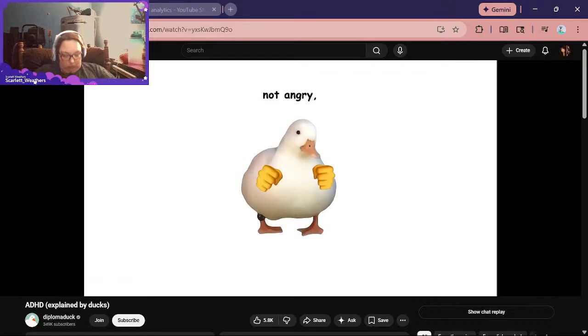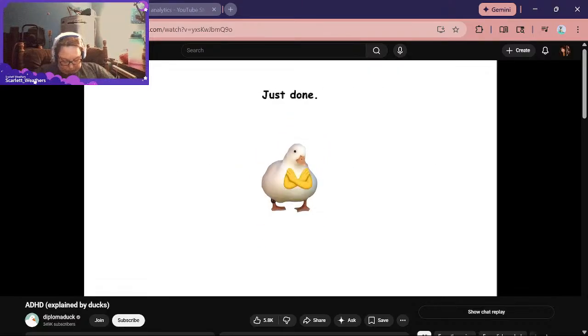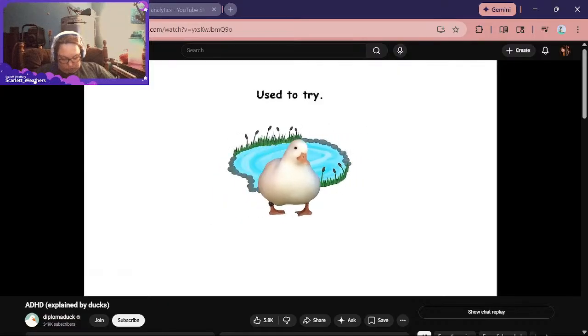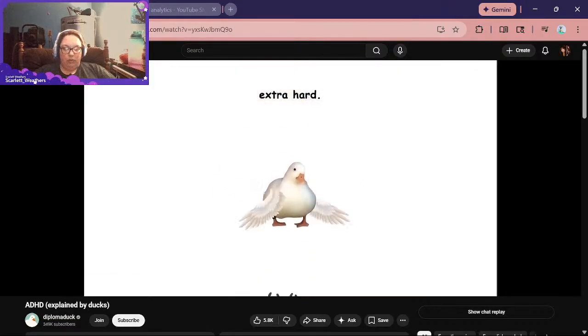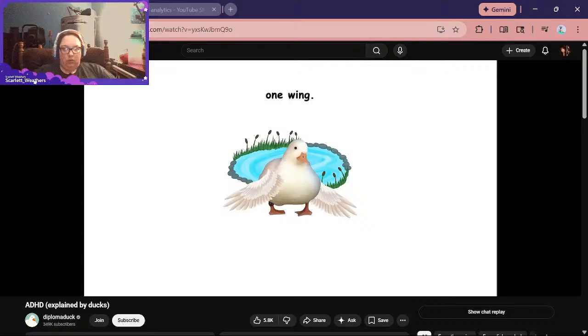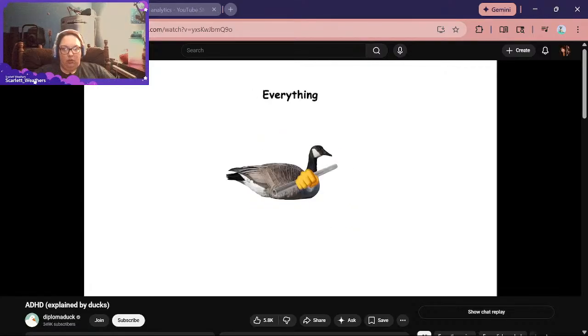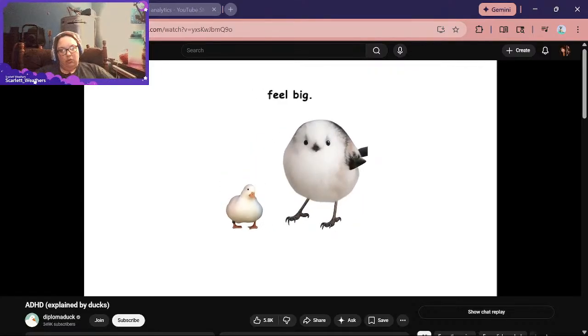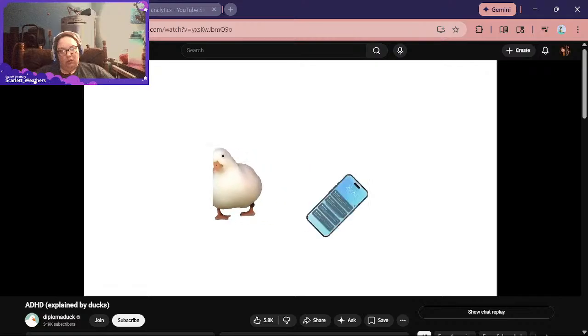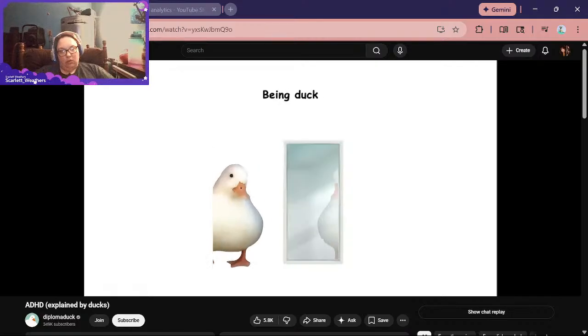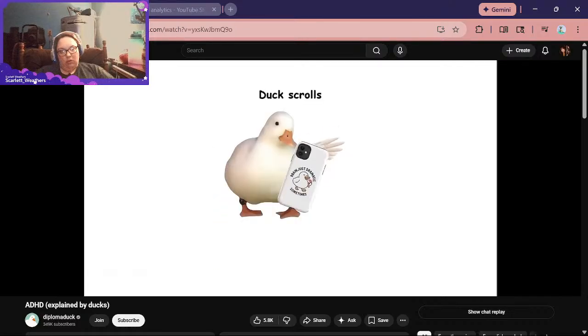Duck not sad, not angry, not crying, just done. Duck used to care, used to try, used to flap extra hard. Now duck can't even lift one wing. Pond feels far, everything feels loud, even small things feel big. Replying to messages hard. Making breakfast is hard. Being duck is hard. Duck scrolls but doesn't read.